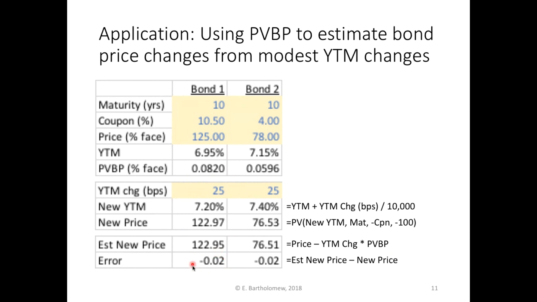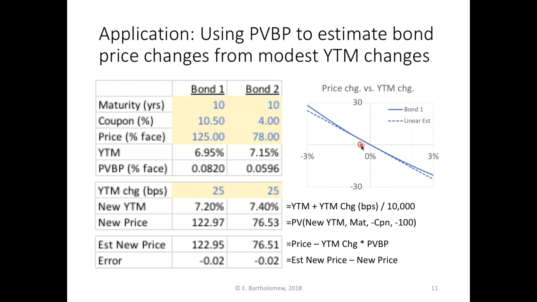And so the error here is the difference due to curvature or convexity. It's minus 0.02. So if you were just trying to get rough ideas of sensitivity, what would happen to the price for these modest changes, the PVBP would be a very quick way to do it. And similarly, same calculation for the other bond, and you see it's also very close.